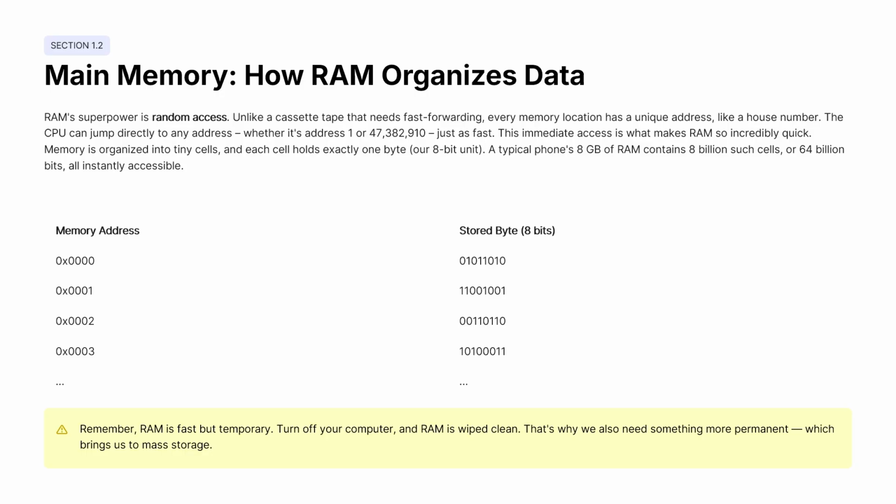One more thing worth noting. RAM is fast but temporary. Turn off your computer, and RAM is wiped clean. That's why we also need something more permanent, which brings us to mass storage.